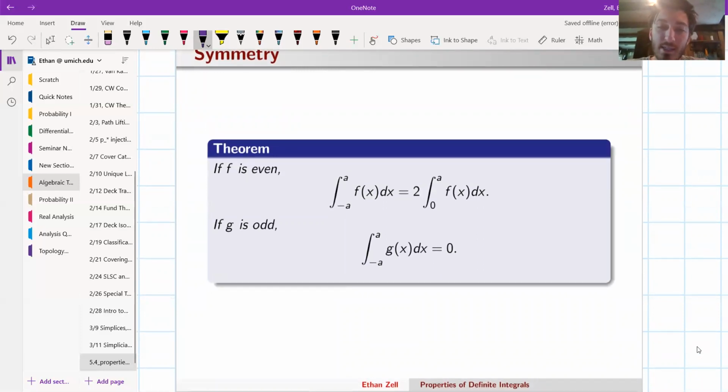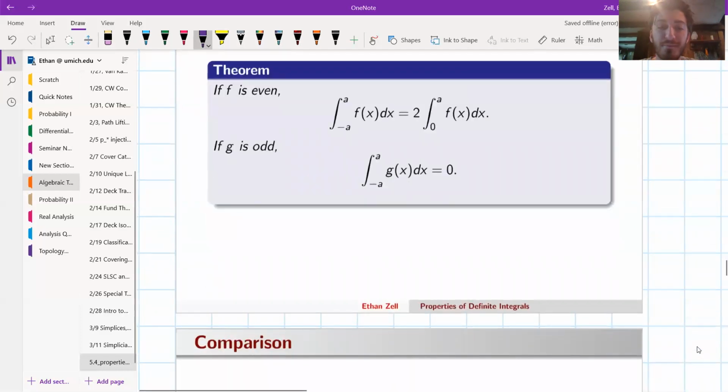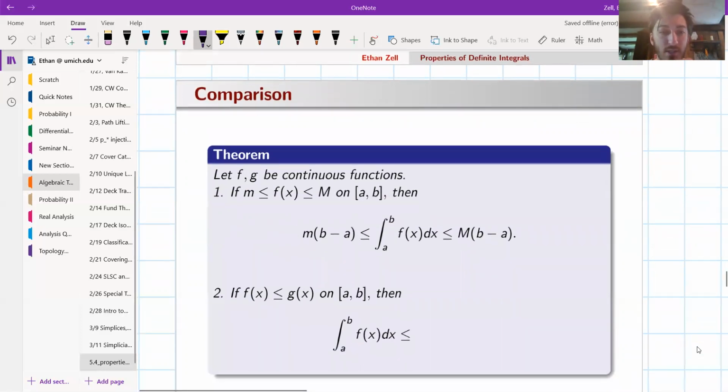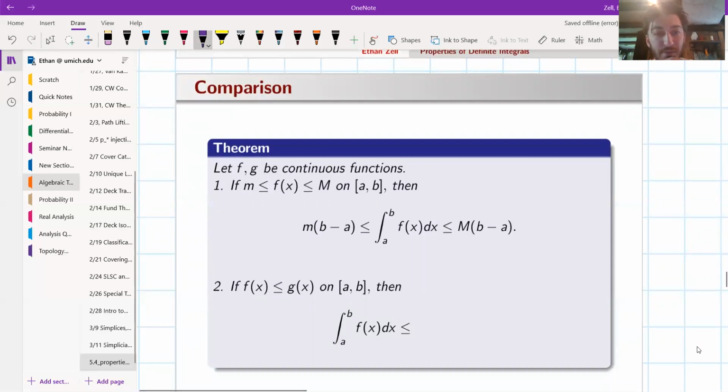And I'll stress again that this is not something that will explicitly be tested, but is a useful thing to know for calculus in general. Okay. What else do we need to know? Well, comparison of functions is extremely useful, especially in later branches of calculus. So let's take a look at this theorem.